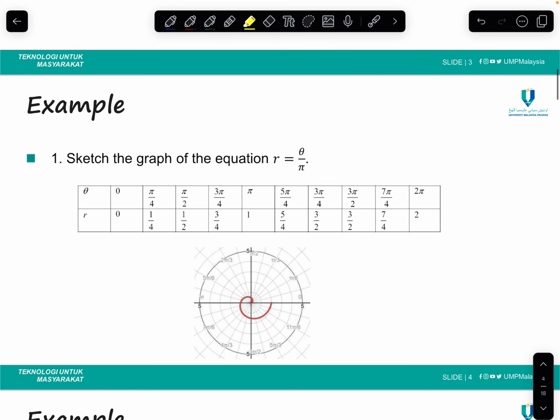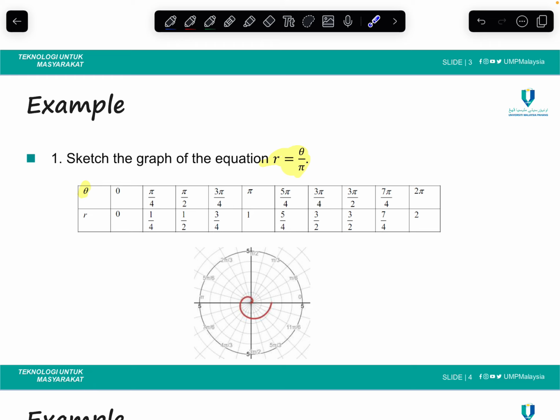For example, sketch the graph of the equation r equals theta over pi. So you have to determine the value of theta first. You can use this set of values 0, pi over 4, pi over 2 and so on until 2 pi. And for each corresponding value of theta, you have to find its r. When you substitute theta 0 into this formula, you will obtain 0. Then if you substitute pi over 4, you will get 1 over 4. You have to continue until the table completes.